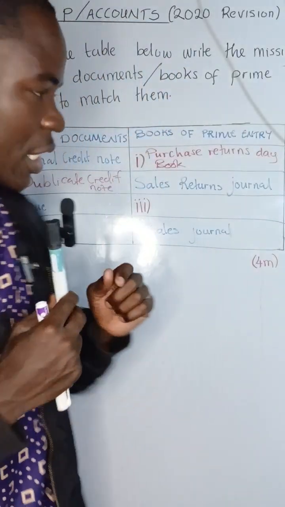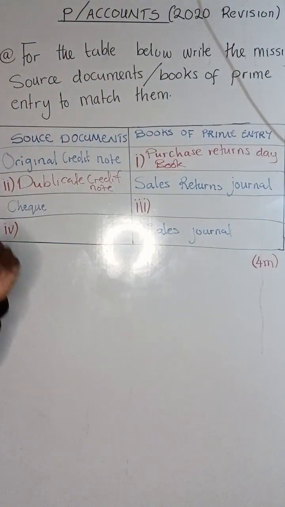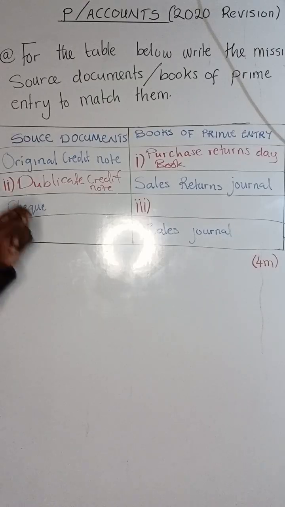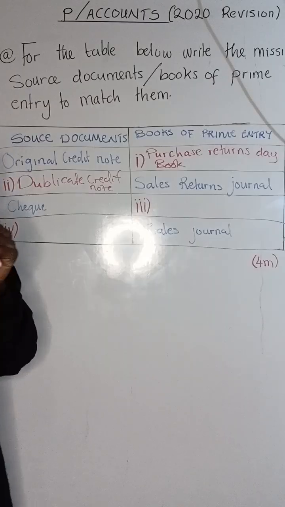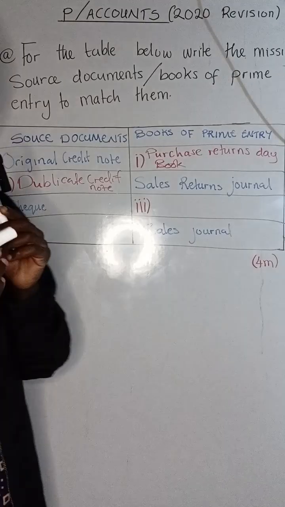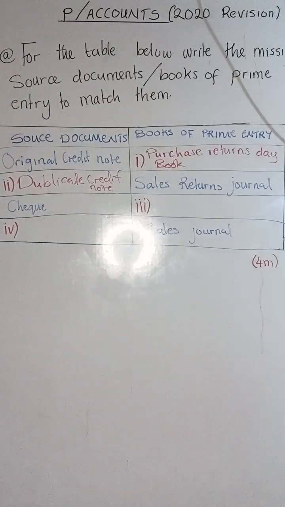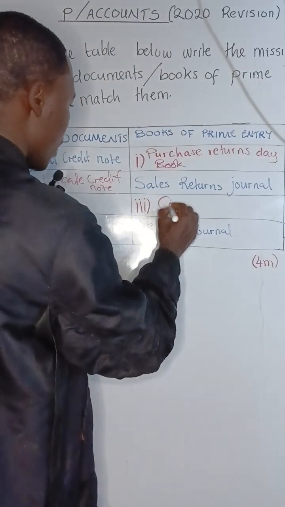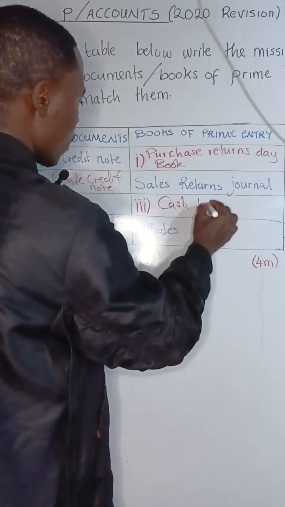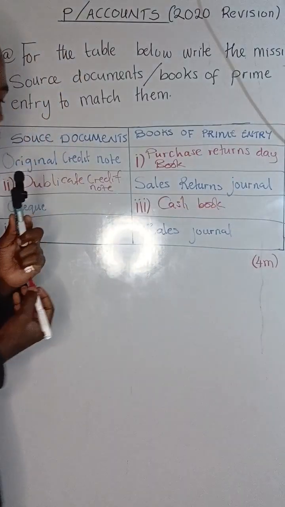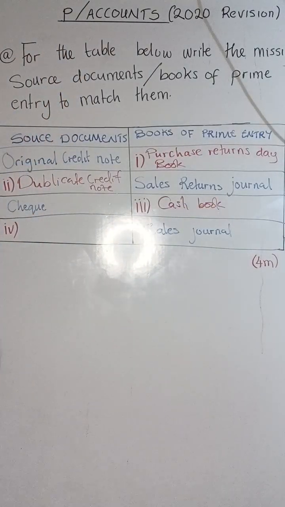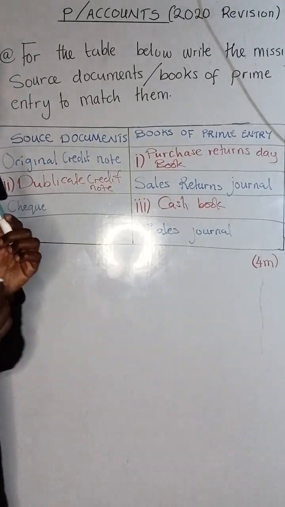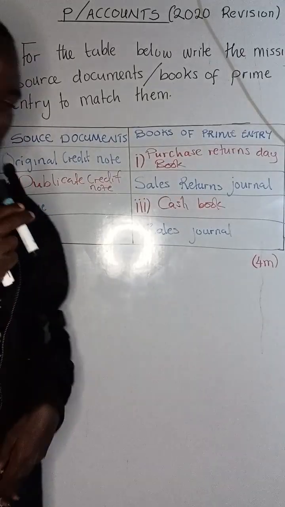Since the cheque is part of something relating to the bank, we are going to say it is the cash book. Specifically, it is the two column cash book, but it's better you just write the cash book. The cash book is one of the books which gives out something pertaining to the source document, which is the cheque.